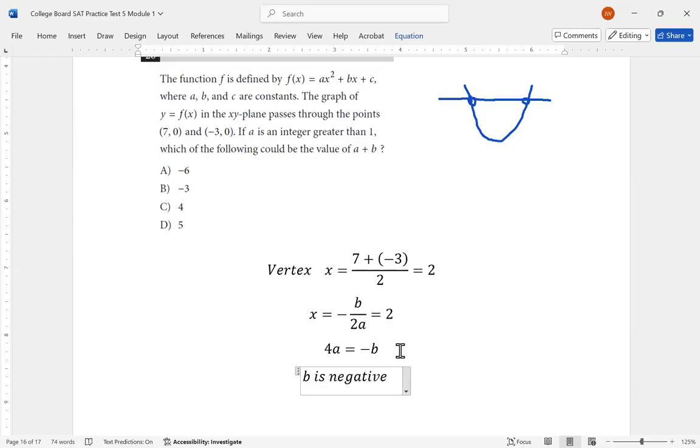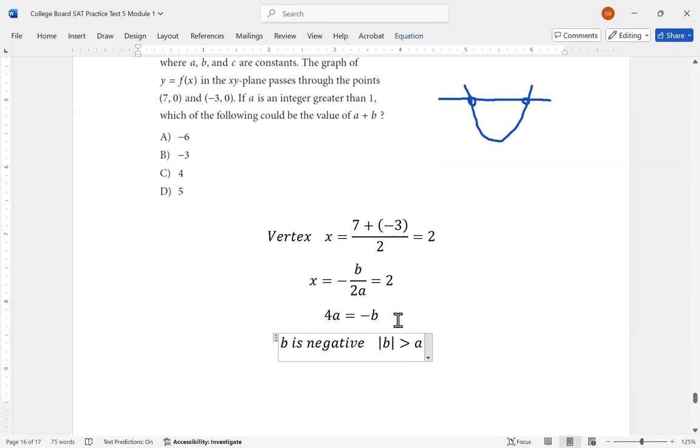It also tells me that the absolute value of b has to be equal to 4 times the integer a. So b is in absolute value greater than a. If b is negative and has a larger size than a, that immediately tells me that a plus b is also going to have to be negative. So C and D are out already. The only options are A and B at this point.